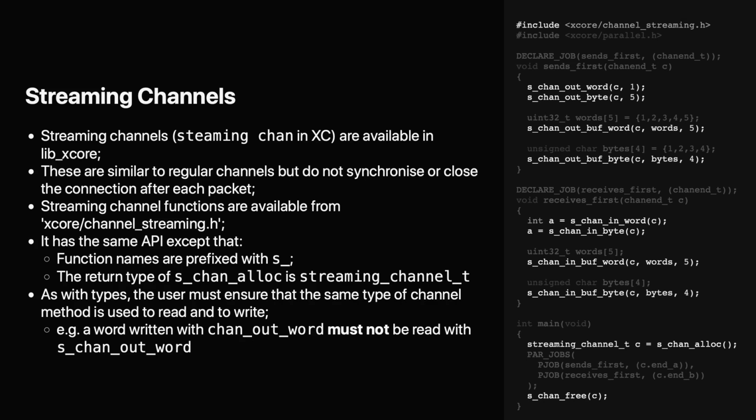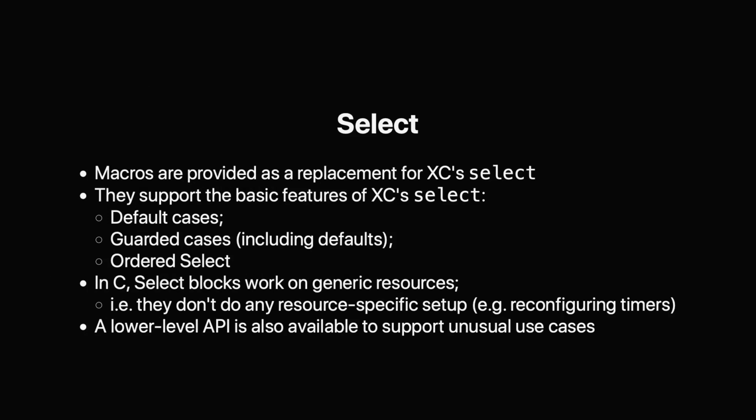Streaming channels offer generally better performance than regular channels, by not synchronizing on each send and receive pair. It's important to remember that this means the physical route through the network stays open, which may starve other channels, streaming or otherwise, of network capacity. So streaming channels should generally be allocated only when needed and freed as soon as they're no longer required.